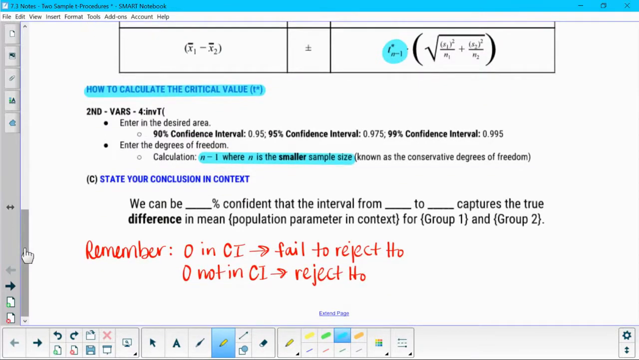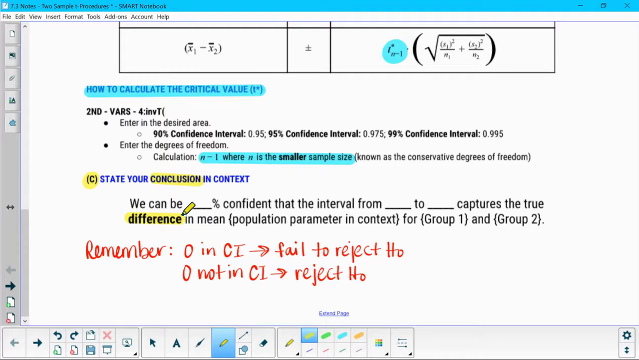Interpretation. So now we are going to state our conclusion in context. We've gotten to the C of PANIC. We can be blank % confident that the interval from blank to blank captures the true difference in mean. Remember, difference, that's what we're doing for group 1 and group 2.